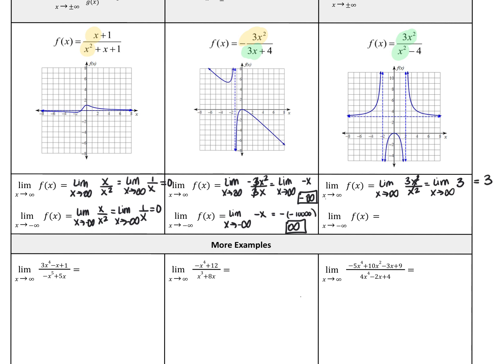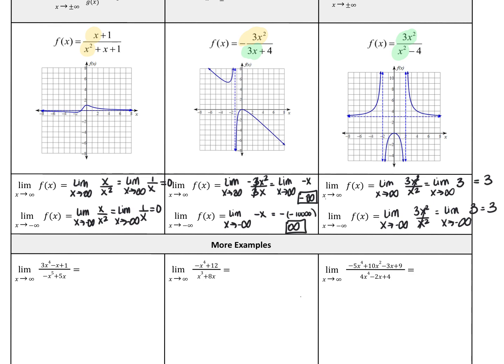So that proves it. Limit as x goes to infinity, as x goes to the right, the graph goes to 3. That's that y value of 3. Same thing on the bottom. We can do the limit as x approaches negative infinity of 3x squared over x squared. Again, the x squareds will cancel. So the limit as x approaches negative infinity of 3, limit of a constant, is also 3. So look, limit from the left, negative infinity, is also 3.